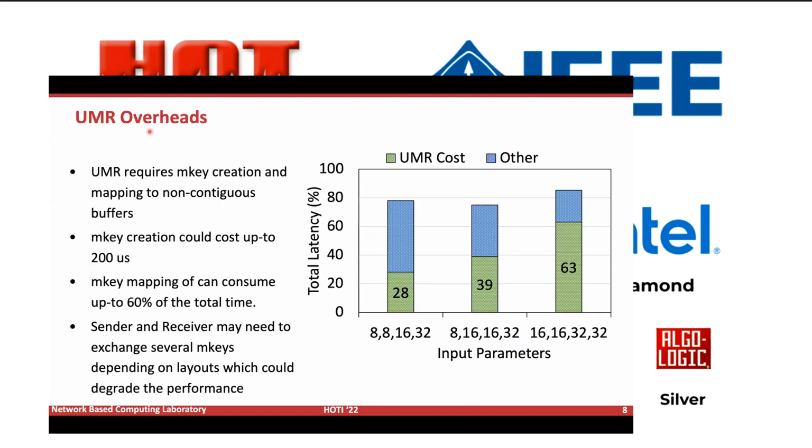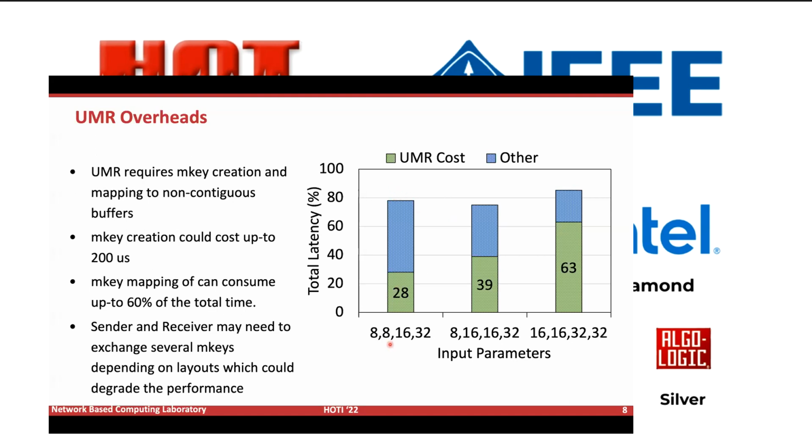So in this slide, we quantify the overheads associated with such pack-free schemes like UMR. UMR requires something called M key creation and also mapping of that M key to non-contiguous buffers. These two are expensive operations, and M key creation could cost up to a few hundred microseconds. And this graph shows the overhead of mapping M key to the buffers.